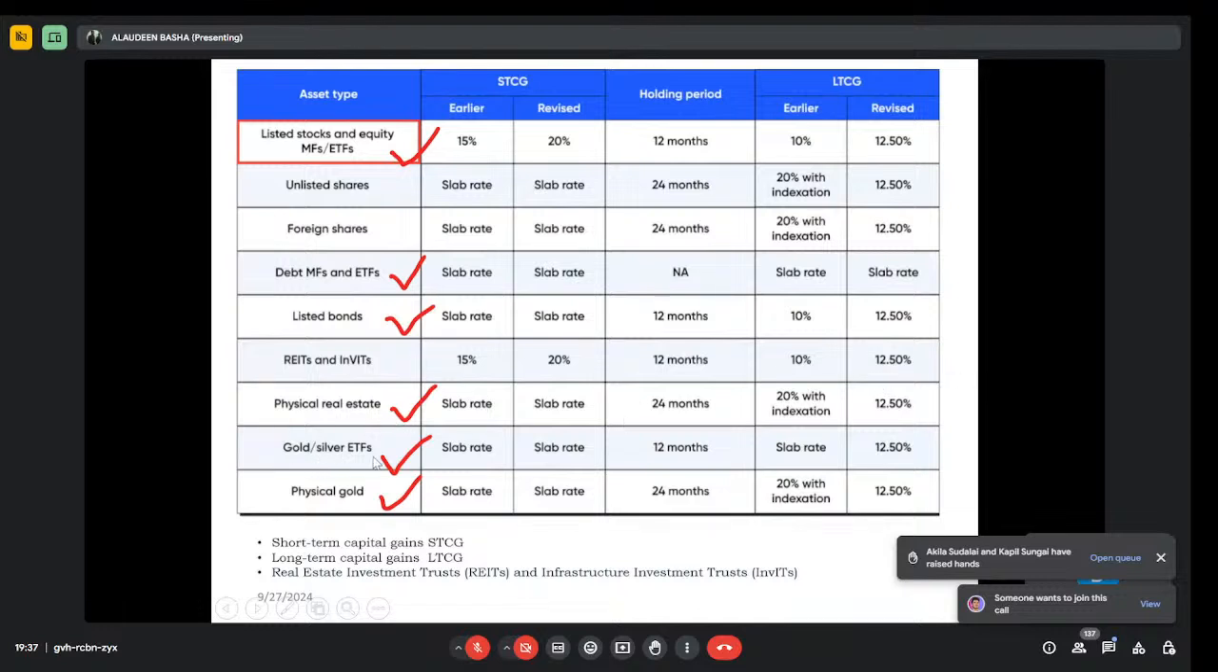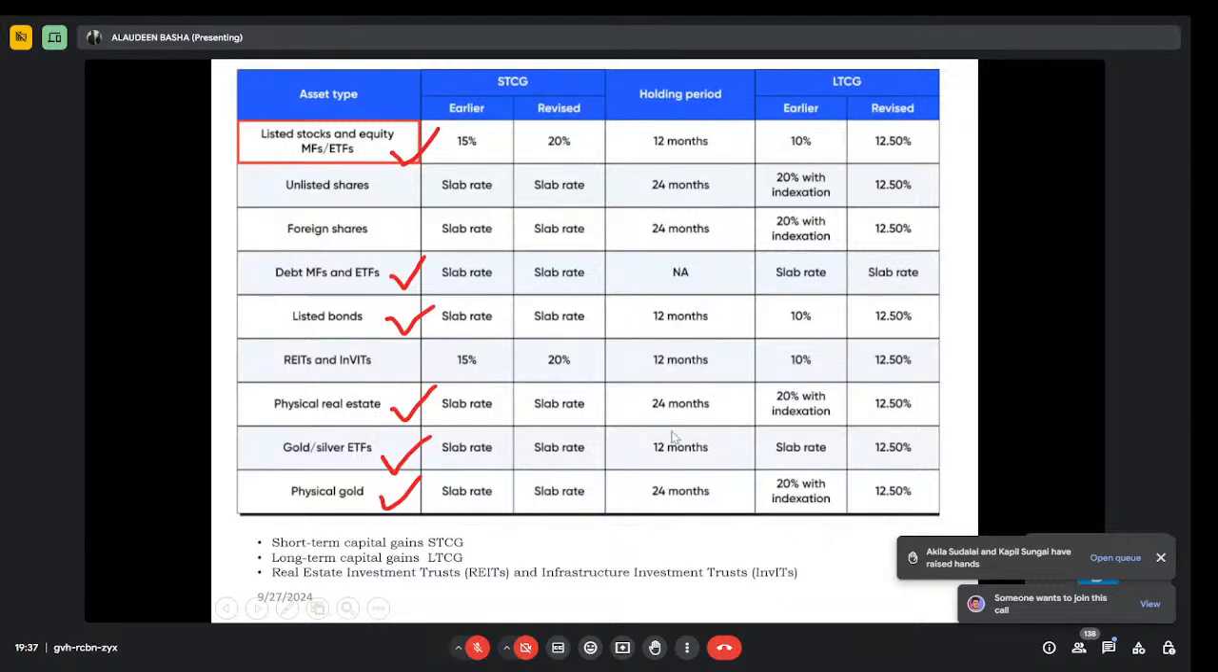Let's go to gold and silver. In STCG, it is the same slab rate, but in long-term capital gain, it will change from the slab rate to 12.5%. It's very good for middle class people. We'll discuss how it is useful for middle class people. Okay, let me see one by one.